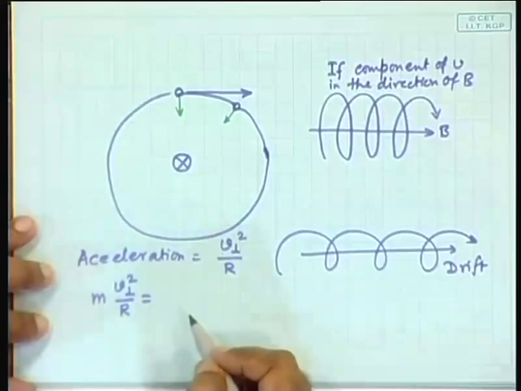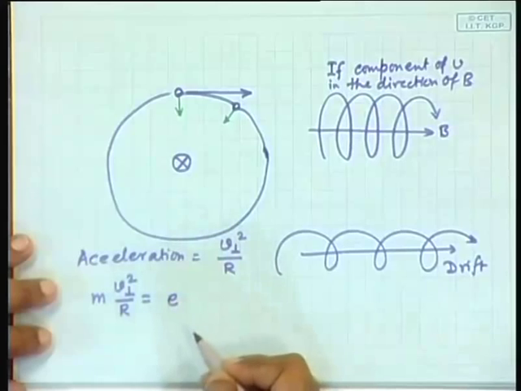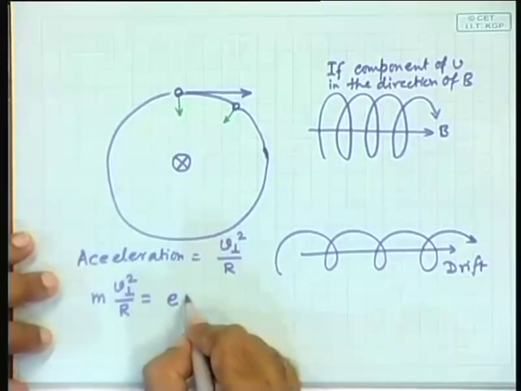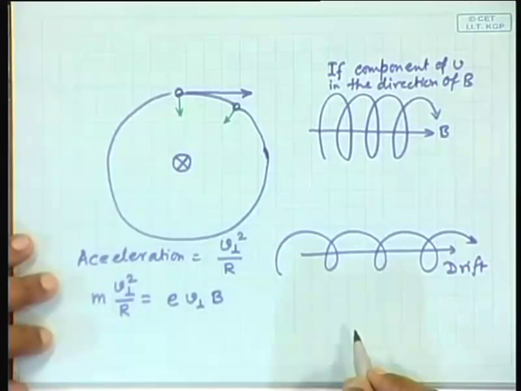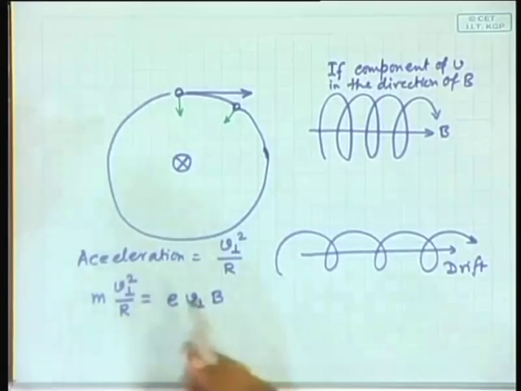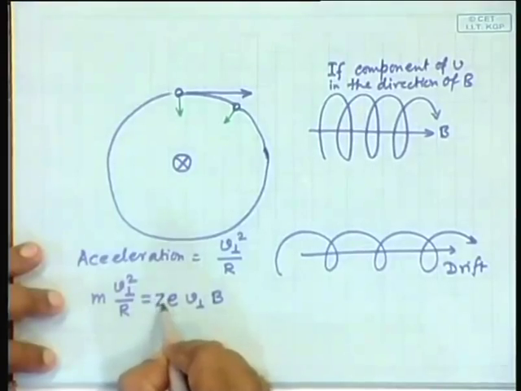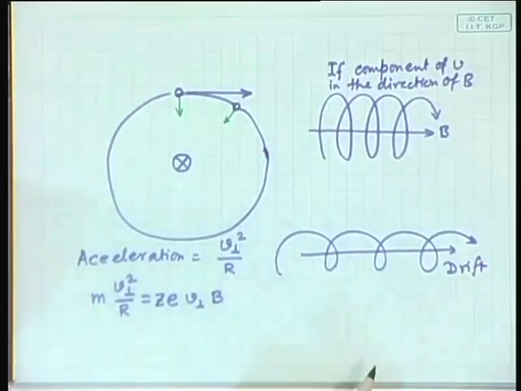And what will be the force? Force will be electronic charge times v perpendicular times B, provided I am considering only one electron. But if you write it in a general sense, that means something that is applicable both to electrons as well as the ions, then you will have to multiply with the number z representing how many of the electronic charge is there in that ion. Okay. So, z is how many of the electron's charge is there in that ion. So, in general it will be this expression.